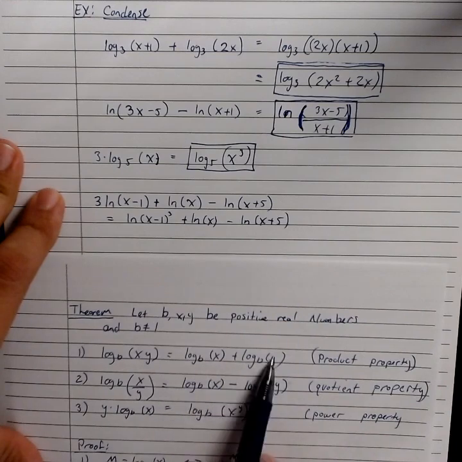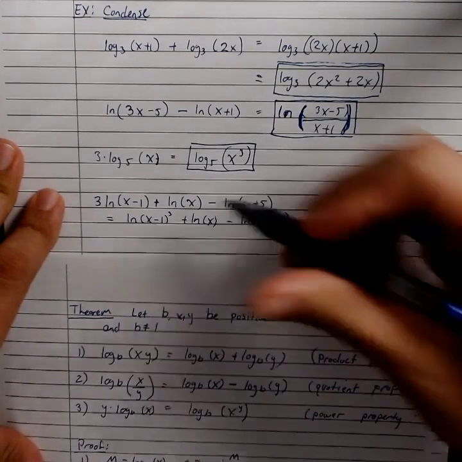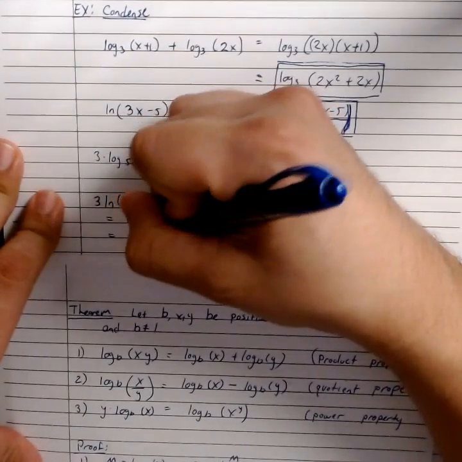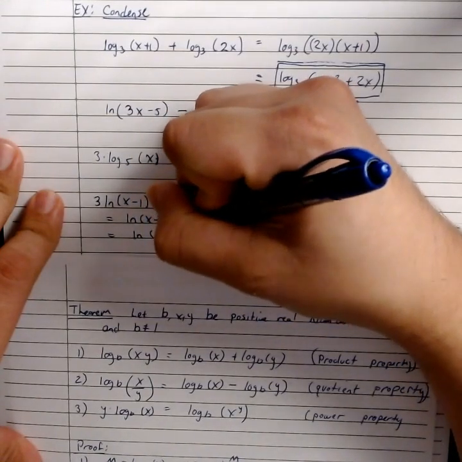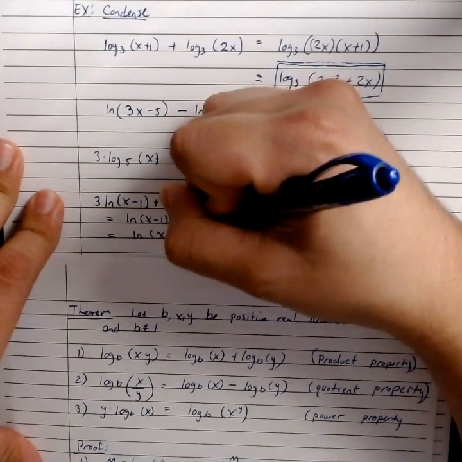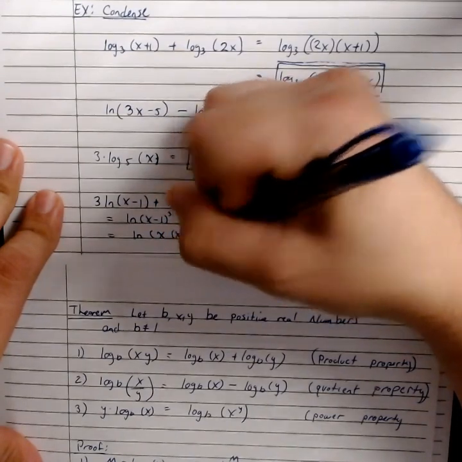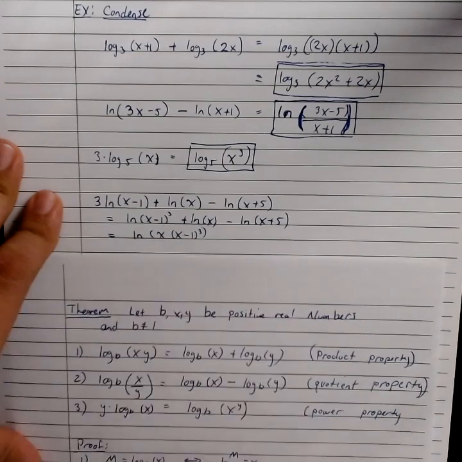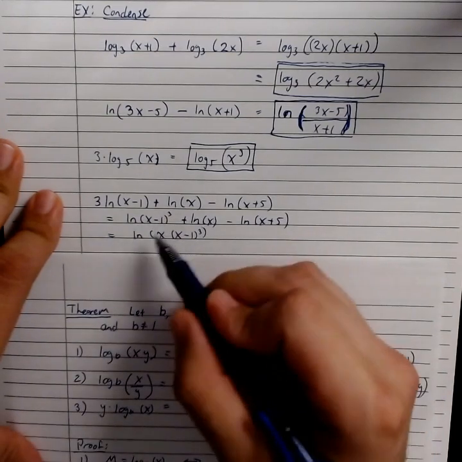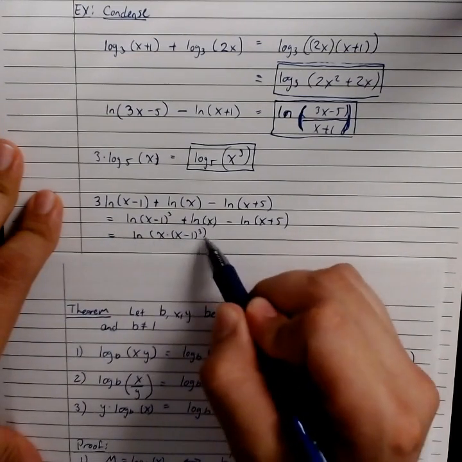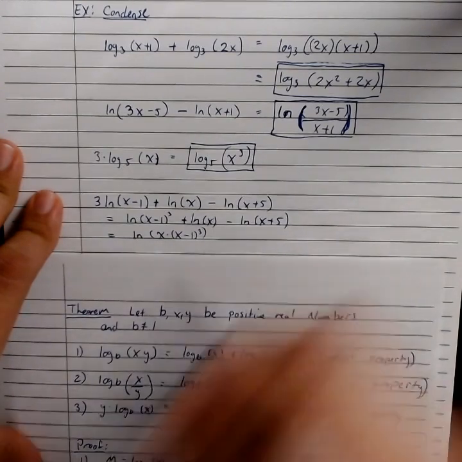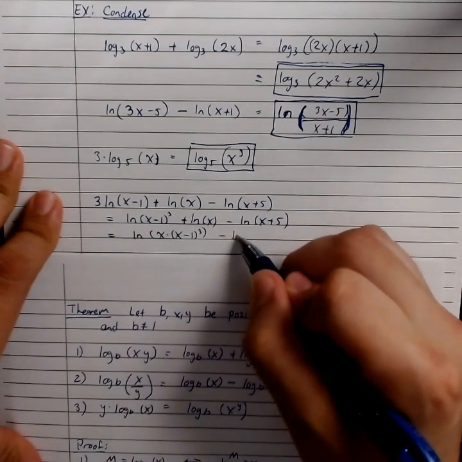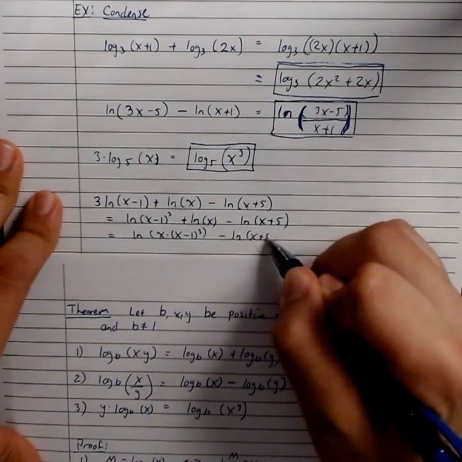Well, if I'm adding two logarithms, I can multiply their arguments. So this would be the natural log of x times x minus 1 to the third power. All I've done is I've multiplied that x times that x minus 1 to the third power. It's multiplication, so it doesn't matter what order they're in. If I put the x on the end or on the front, it would be the same. I haven't used this one yet, so I'm just going to write it down.